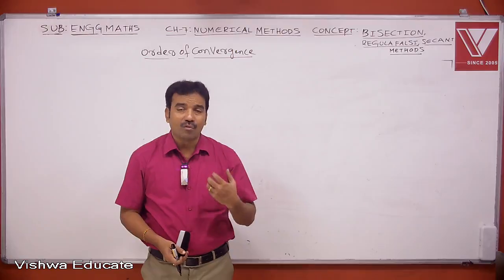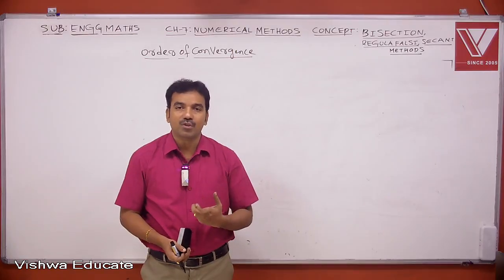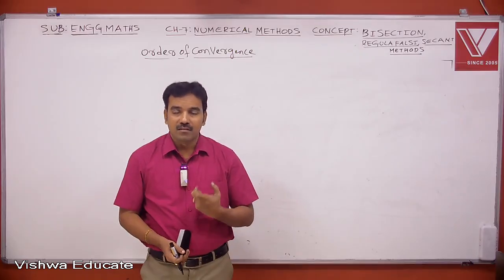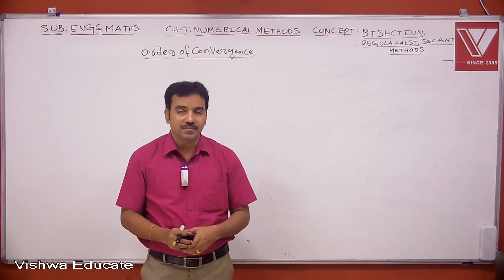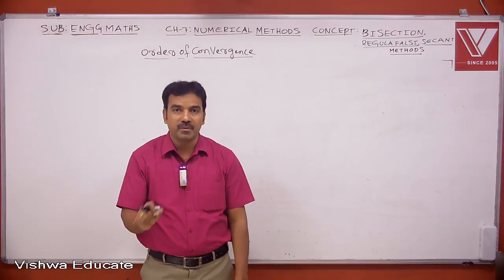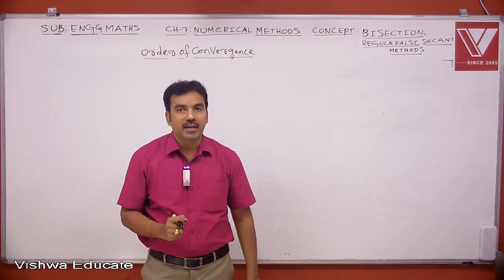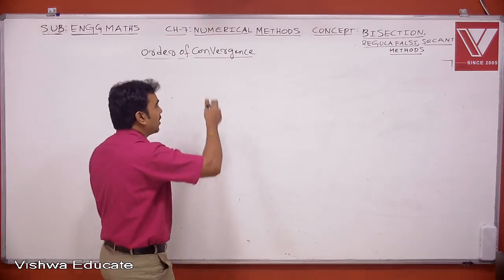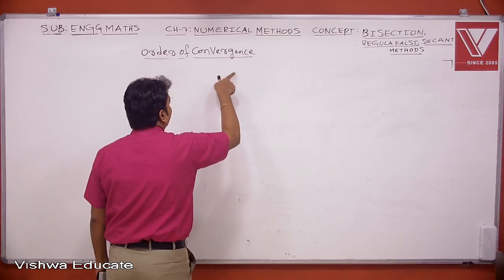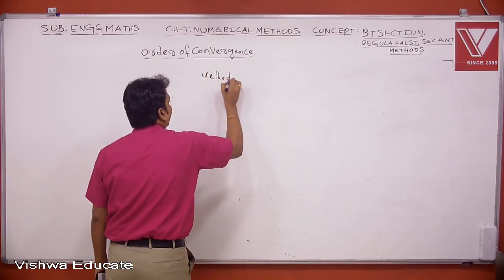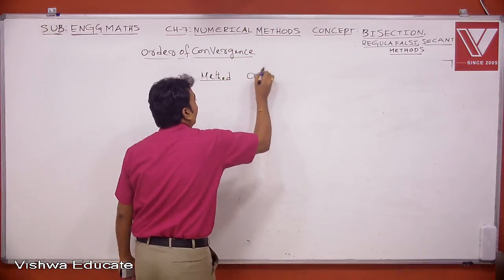Basically order of convergence is nothing but the speed at which the iterative method converges to the root of an equation. In simple words, it is a speed. Now let us compare the order of convergence by taking all methods. So we have a simple tabular representation of the method and its order of convergence.